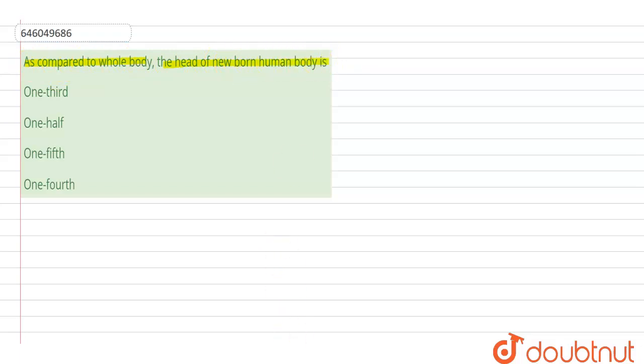Hello students, the question here says that as compared to the whole body, the head of a newborn human baby is how much, right? So here we need to find out that a newborn's head is very large as compared to the body's length. So the cranium is also enormous. So that means cranium is quite large at the time of birth.